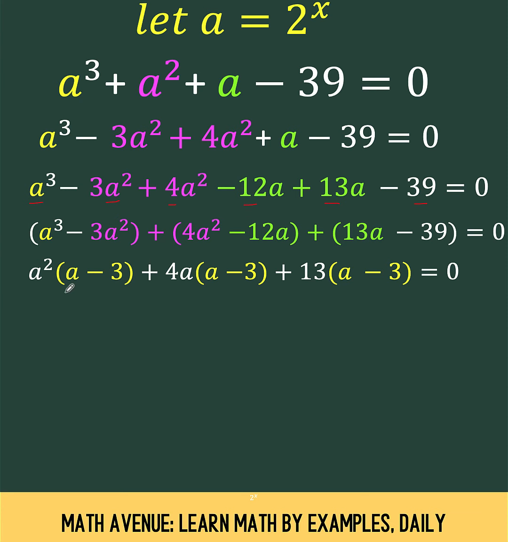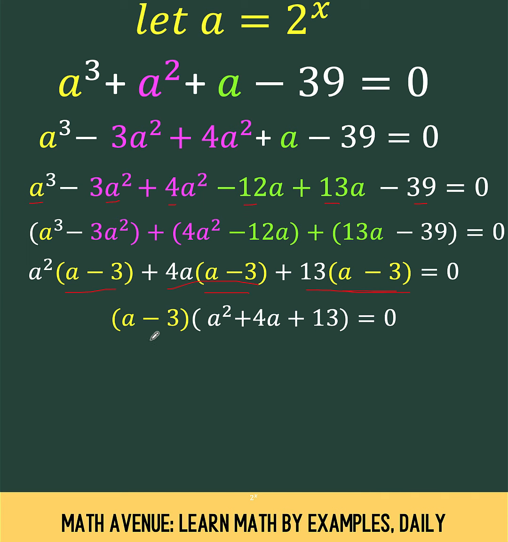Notice now that we have the common factor a minus 3. So factoring out the common factor, we now have the quantity a minus 3 times... When you divide this by this, the result is a squared. Divide this part by a minus 3, the result is 4a. And finally, divide this part by a minus 3, the result is 13.